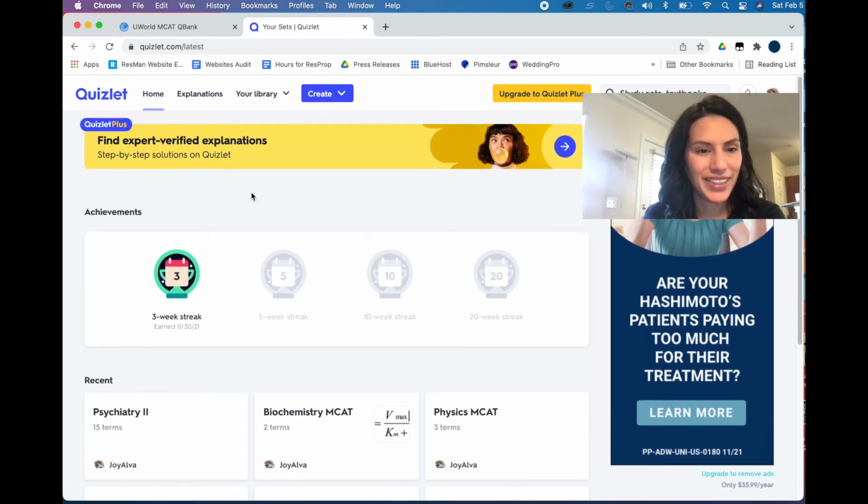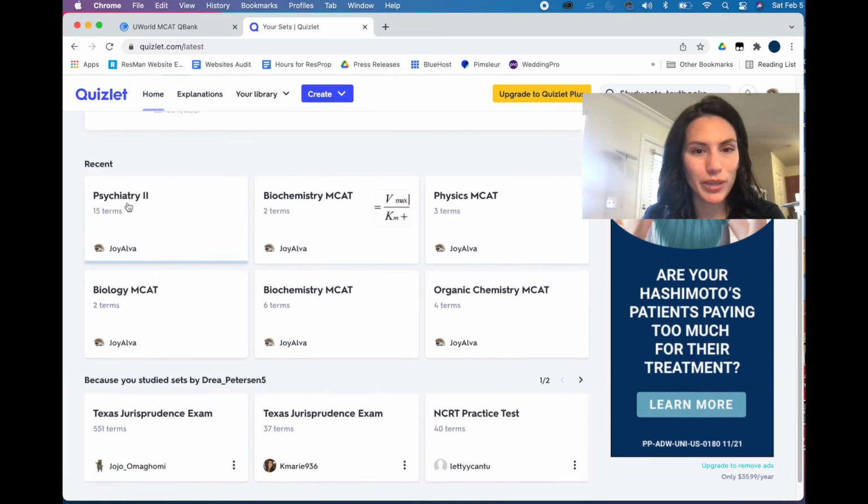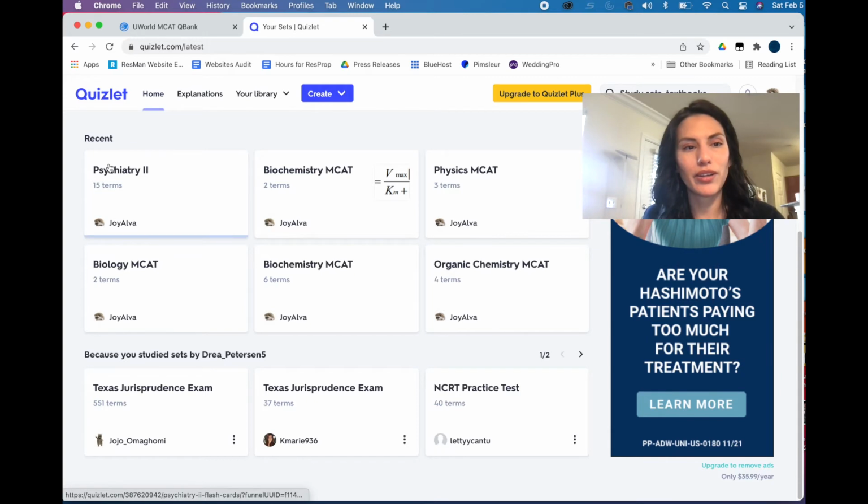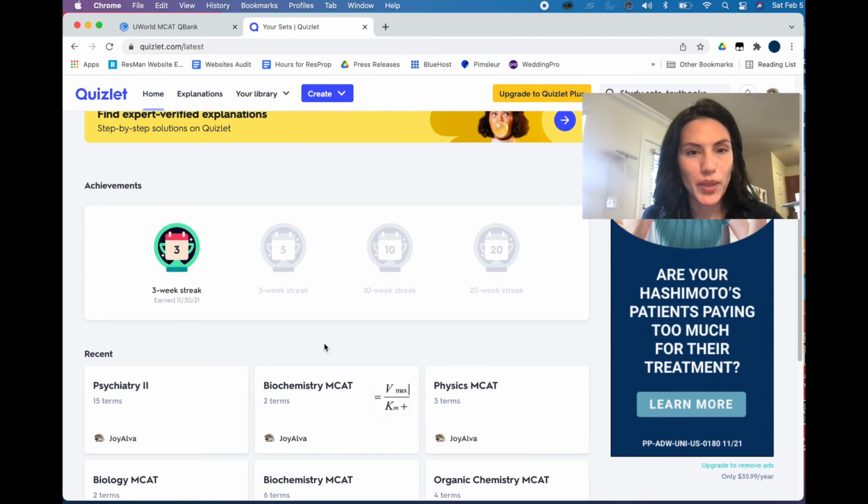If you look down here, you'll see a bunch of flashcards. More recently, these are MCAT ones, but I made these when I was tutoring students recently, and I wanted to show them how to make flashcards, so I made quite a few here as practice. So that's what we're gonna do.